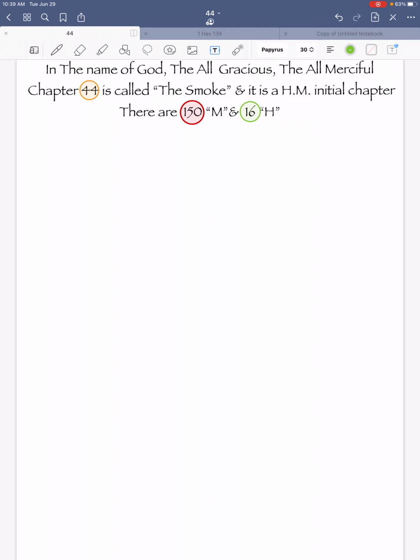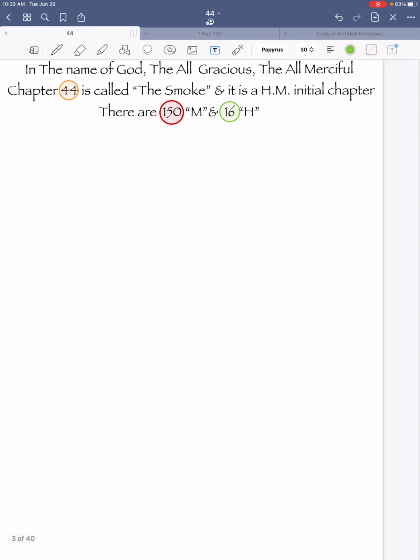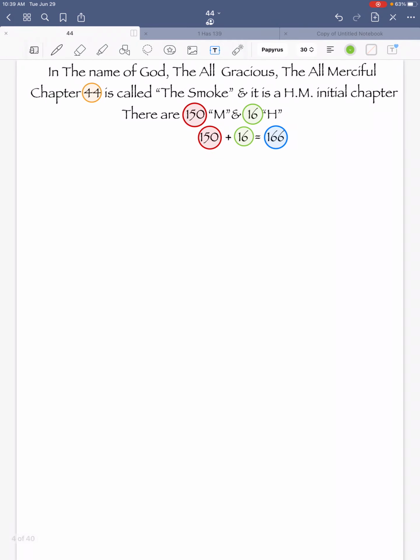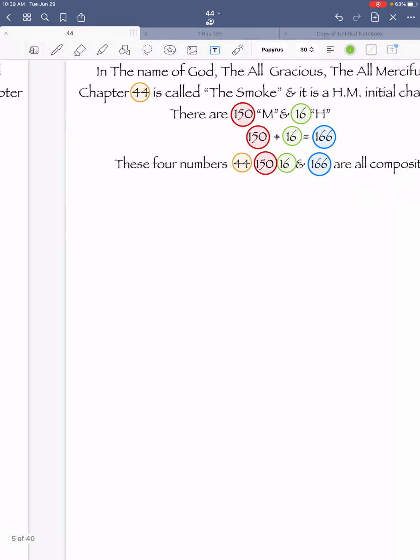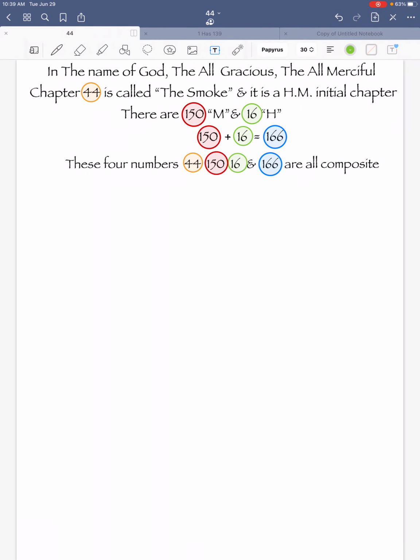So far, we have three sets of numbers, 44, 150, and 16. Next, we are going to add the total number of ha's to the total number of memes, and as a result, we get 166. Now, we have four sets of numbers, 44, 150, 16, and 166. These four numbers are all composites. Next, we are going to find the index to these four numbers.